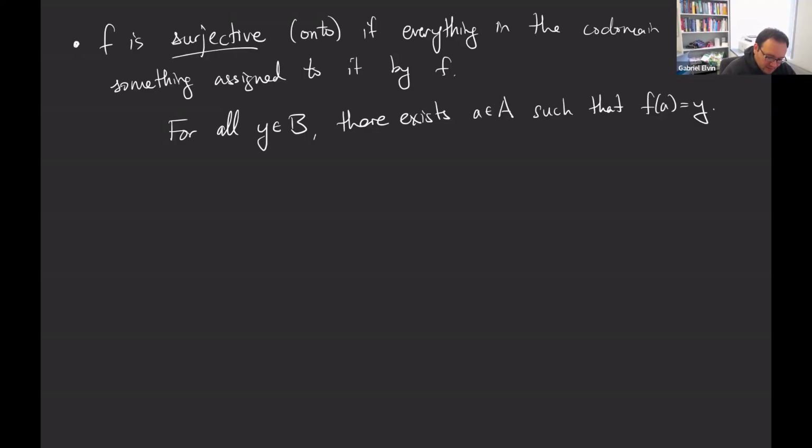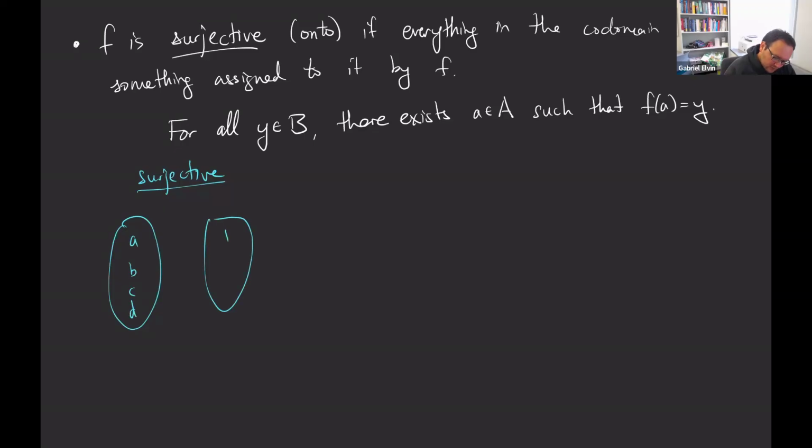And here are some examples. Well, one example of surjective and one example of not surjective. So surjective would be something like this: A, B, C, D, 1, 2, 3. Something like this.